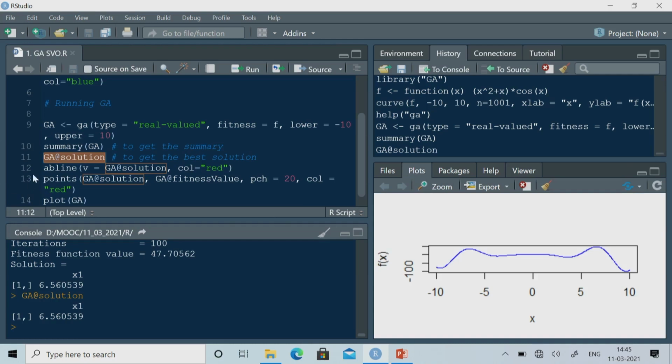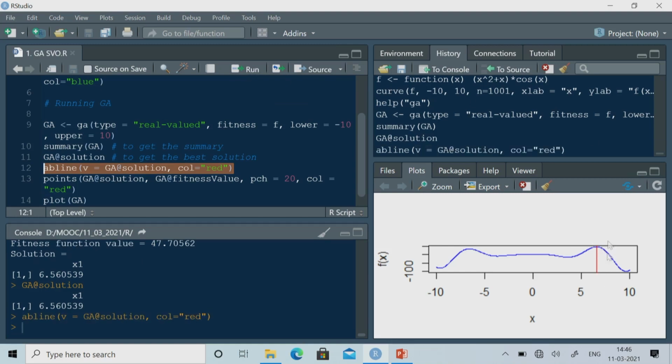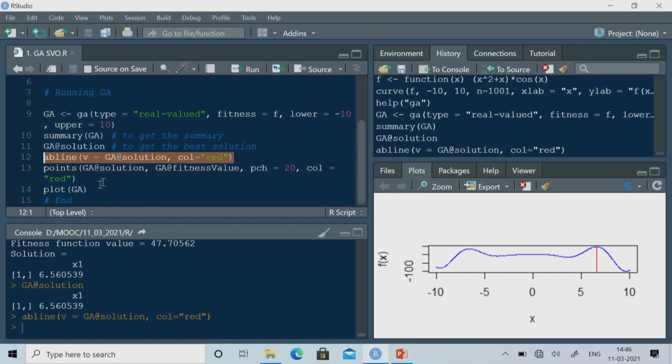Now, I can write abline. abline is a function that will draw a line on the available plot. I would like to draw a line at the optimal solution, that means at 6.560539. I am defining a vertical line that I would like to plot, and this is equal to GA solution. I would like to give the color red. If I execute this particular line, I am getting the solution somewhere here, and that solution is 6.560539.